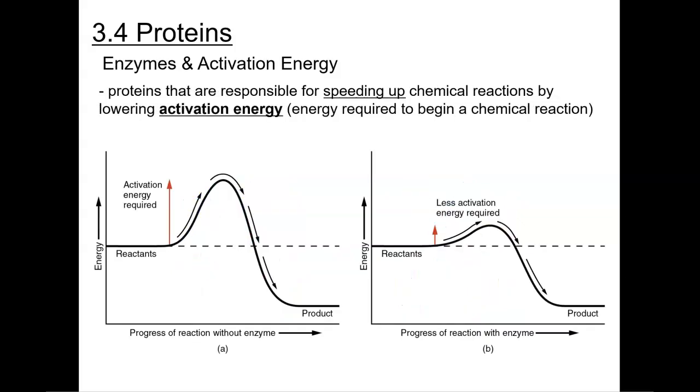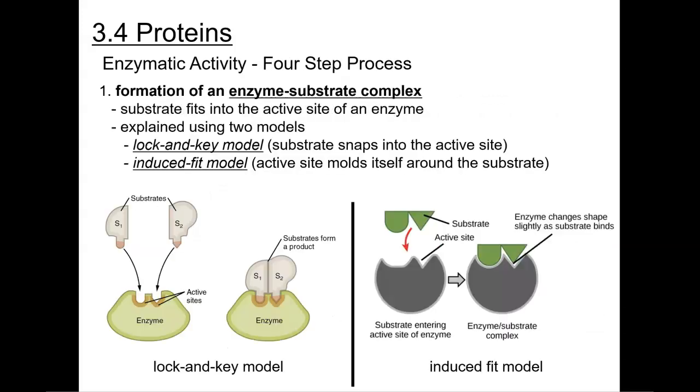Enzymes and activation energy. Enzymes are proteins that are responsible for speeding up chemical reactions by lowering the activation energy needed. Activation energy is the required energy to even start a chemical reaction, so you can lower how much is needed by adding an enzyme in.